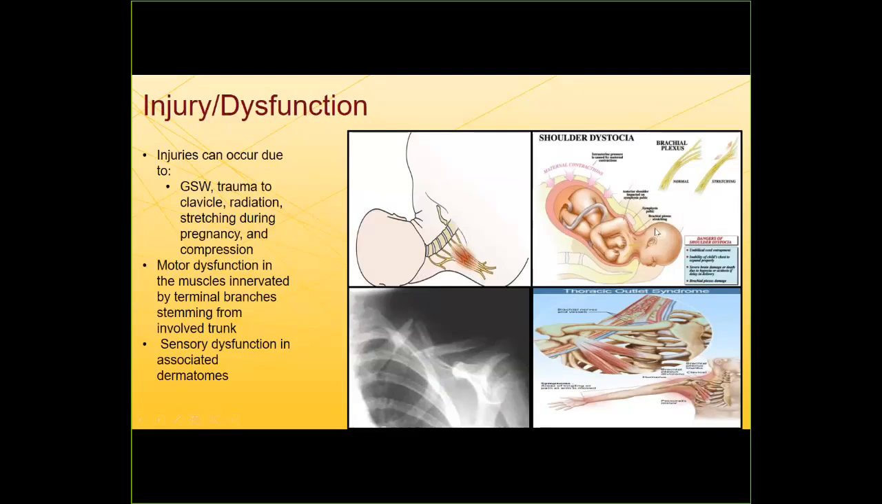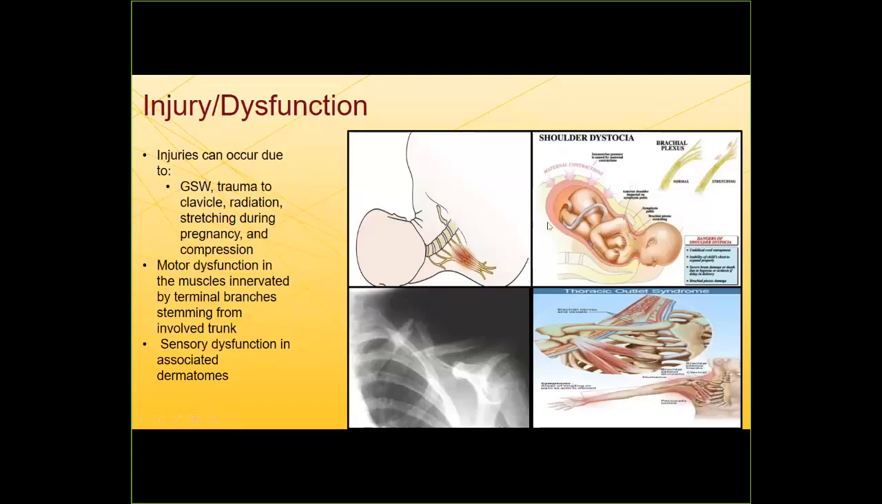Another way that the brachial plexus can be damaged is during birth. So for all of you here that want to work with kiddos, you sometimes might see kids with what's called Erb's palsy, or a brachial plexus injury that happened during birth. Very rarely, but sometimes, the child's shoulder gets caught on the birth canal as it's exiting. And that's referred to as a shoulder dystocia.